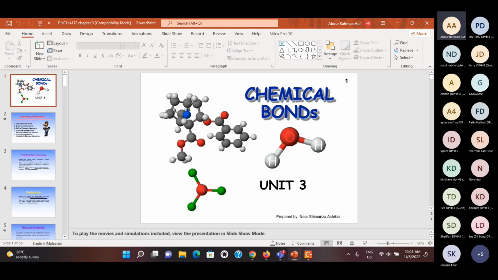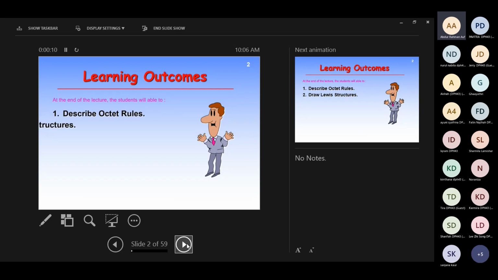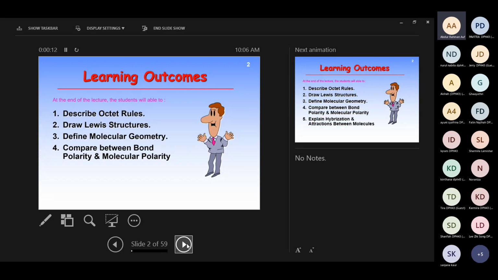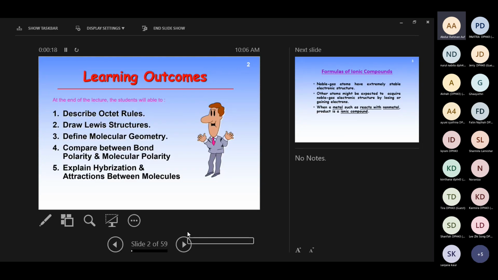Okay, so in chapter 3 kita akan discuss chemical bonds. Let me present this properly first. Okay, so at the end of this chapter, these are the things that you should be able to do. Describe octet rules, draw Lewis structures, define molecular geometry, compare between bond polarity and molecular polarity, and juga lastly explain hybridization, attractions and between molecules.